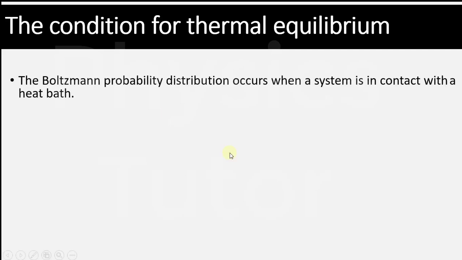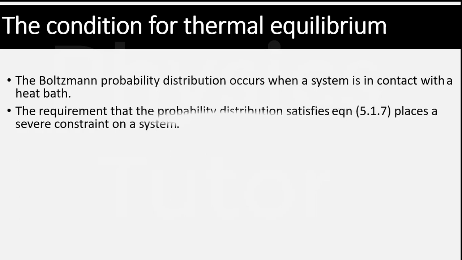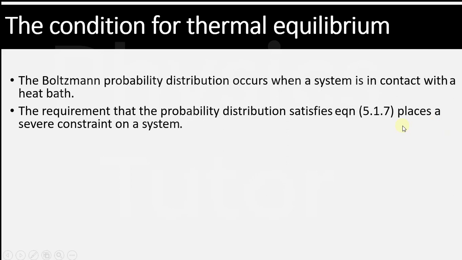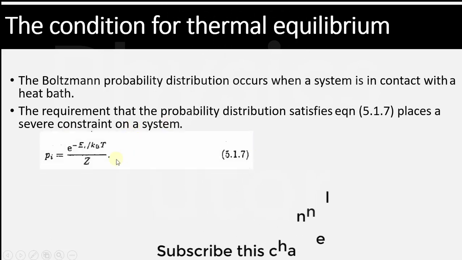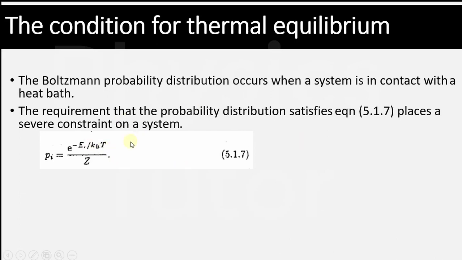Here some conditions are given for thermal equilibrium. The first is that the Boltzmann probability distribution occurs when a system is in contact with a heat bath. For example, if heat is transferred to the environment, then the environment will be the heat bath for the system. The second requirement that the probability distribution satisfies is that equation 5.1.7 places several constraints on a system. This equation is given here. We already saw this formulation for the partition function and studied that kBT is the Boltzmann constant, E is the energy, and Z is the partition function.